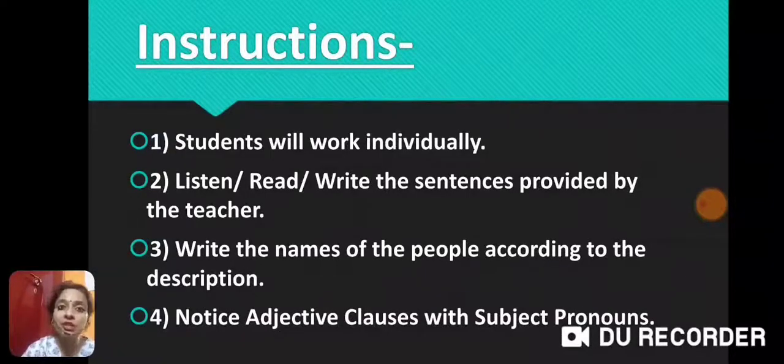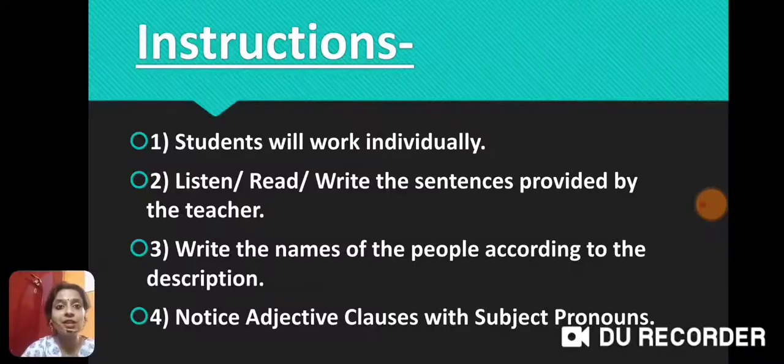Just look at the instructions. So students will work individually. Students have to listen, read and write the sentences provided by the teacher. You have to write the names of the people according to the description. So I will be providing you with sentences and you have to write the names at the picture according to the description. Then you have to notice adjective clauses with subject pronouns. So children, you need to note down the sentences which I will be dictating to you.